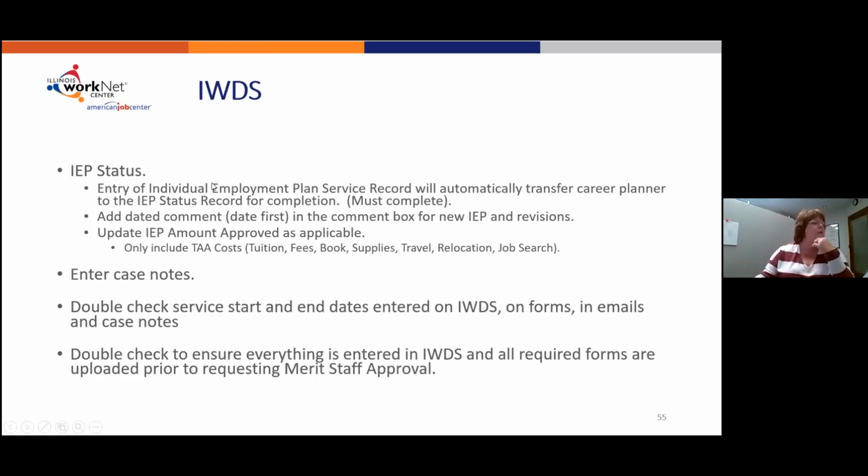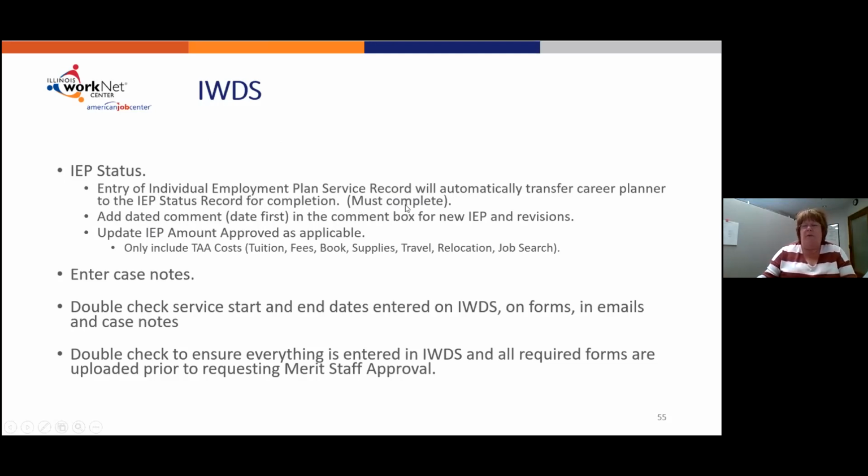And so there are things that are required in IWDS for working with these participants. The IEP status is a very key IWDS status. That is where it's like just setting up the whole process for the participant. So how you enter the IEP status is there is an entry made of an individual employment plan service record on the services side of IWDS. And when you save that, it will automatically transfer that career planner to that IEP status record for completion.